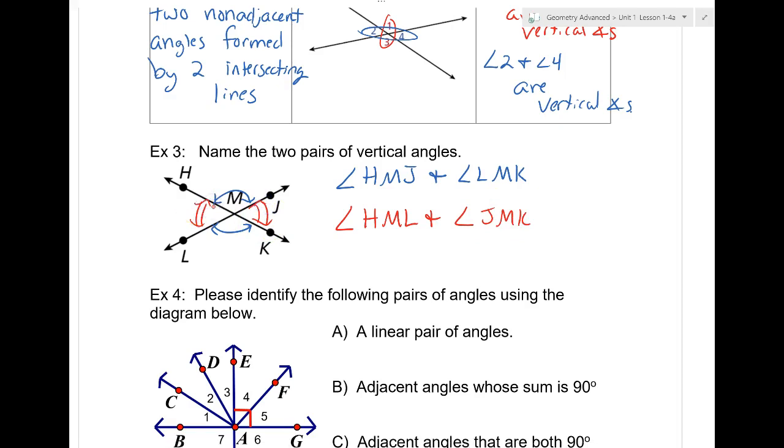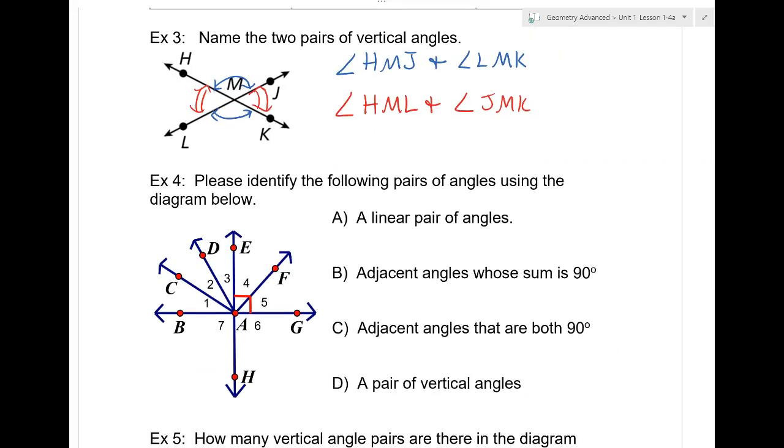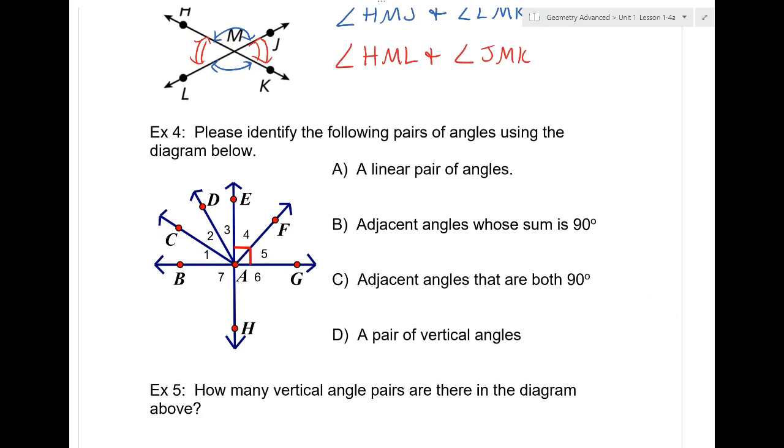All right, you ready to throw a wrench in it and really complicate things? What if I give you a diagram that looks like this? Let's have a little bit of fun now. All right, I think it's fun. Please identify the following pairs of angles using the diagram below. I honestly did this, so you really have to be good at picking things out.